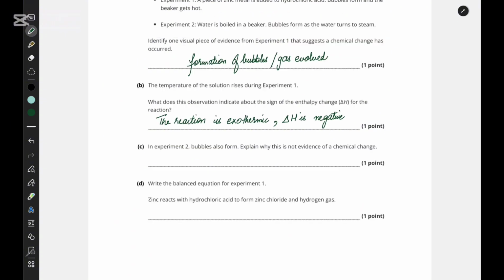In experiment 2, bubbles also form. Why is this not evidence of a chemical change? The reason is that boiling occurs in experiment 2, and boiling is a physical change because no new substance is formed. It is a physical change because no new substance is formed.